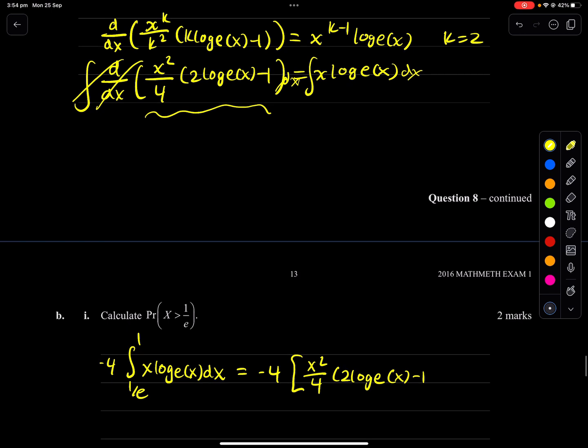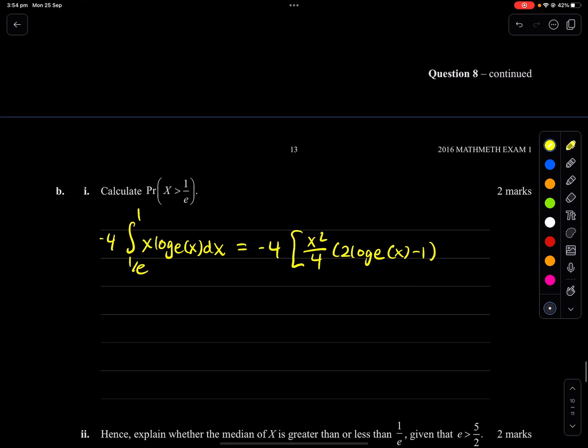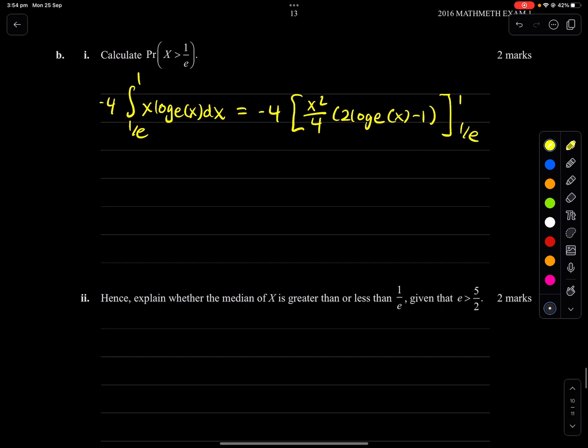Yeah, so that all from 1 to 1 over e. So that will be what? So it'll be negative 4. Alright, so if I sub them, well, actually, let me just rub that out. If I bring that 4 in, it just becomes easier for me. Negative x squared. Yeah, if I bring that thing in, it'll be negative x squared.